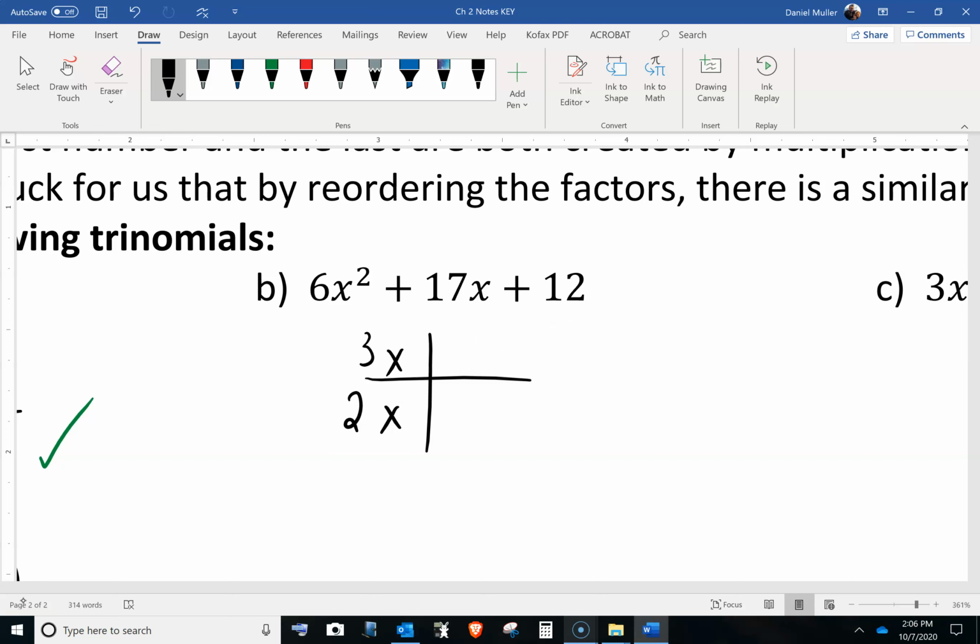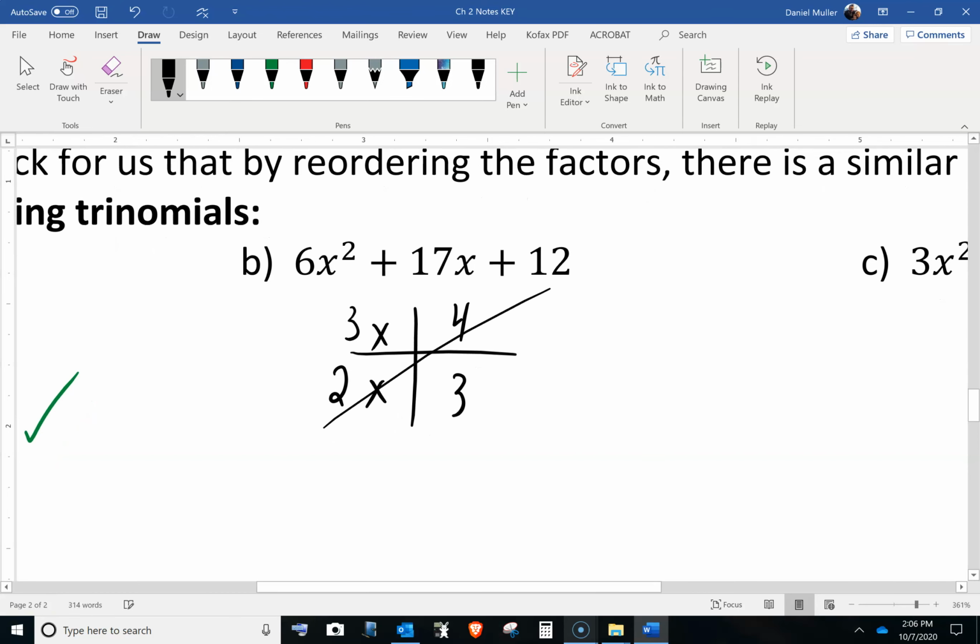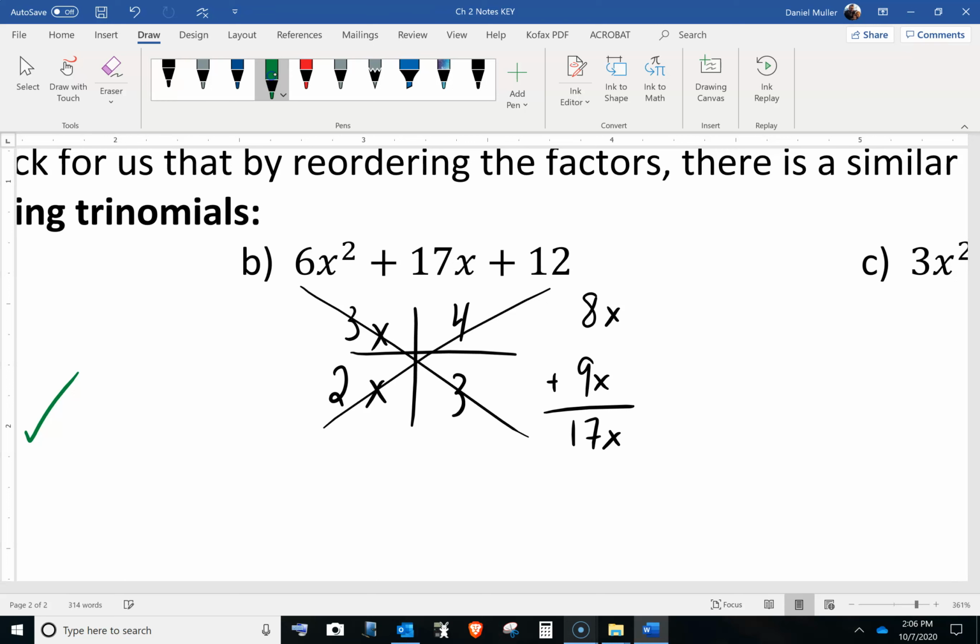So instead of doing 3 and 4, I'm going to flip it to be 4 and 3, just to see if that works. 3 times 3 is 9. 2 times 4 is 8. 9 plus 8 is 17. Okay, nice. I figured it out. I'll write the diagonals down just because. So 8x, and that one's a 9x, which if I add those will give me a 17x. So that is my middle term. And then I have a 3x plus 4 and a 2x plus 3.